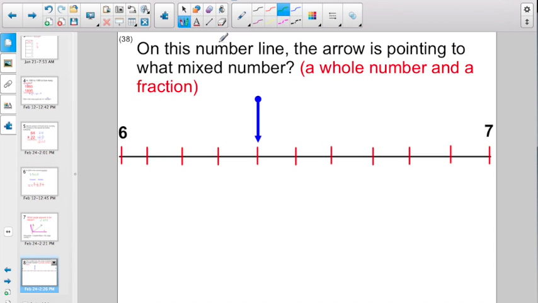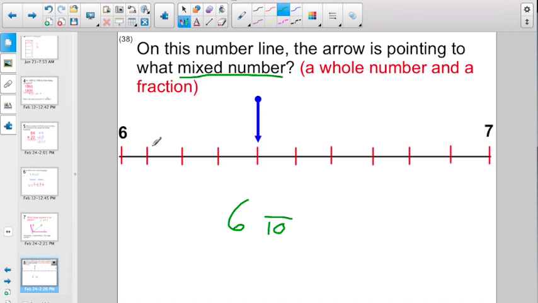Check out this guy. On this number line, the arrow is pointing to what mixed number? And hopefully you remember a mixed number is a whole number and a fraction. Here is the whole number 6. Over here is the whole number 7. So I'm going to start off with my whole number 6. Now I got to figure out what's going to be my denominator. Between whole number 6 and whole number 7 is cut into how many pieces? I got 1, 2, 3, 4, 5, 6, 7, 8, 9, and 10. So I got 10 total little pieces. 10 would be my denominator.